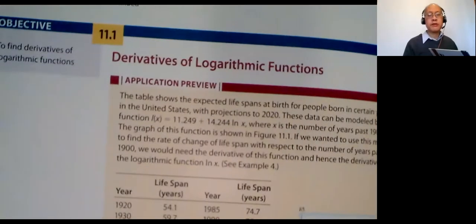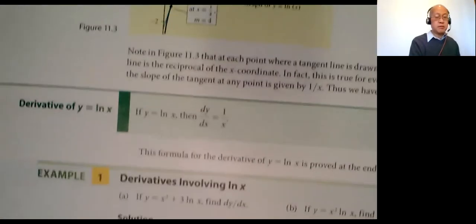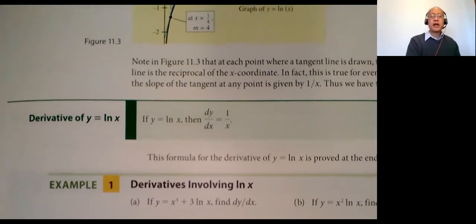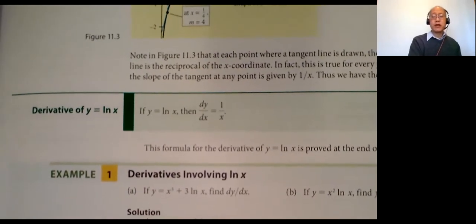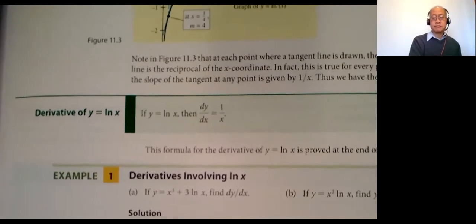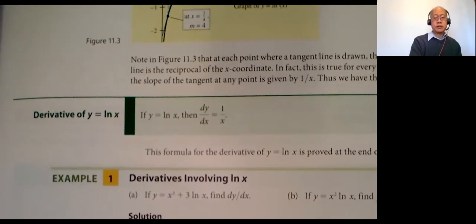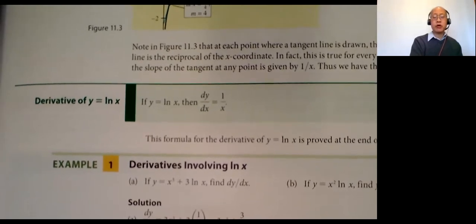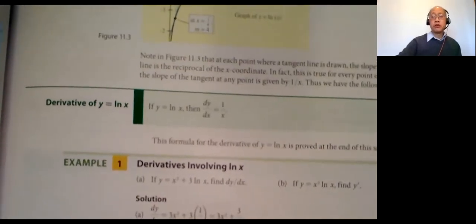11.1, new derivative formula. Should be fairly straightforward, I think. On page 695, here it is. If y equals natural log of x, ln x, dy dx equals 1 over x. You can put it on your cheat sheet. If we were meeting face to face, I'd make you memorize it. But there we are. The derivative of natural log of x is 1 over x. And of course, dy dx is one of the symbols for derivative. You can also put y prime or f prime of x. So the derivative of the natural log function is 1 over x.